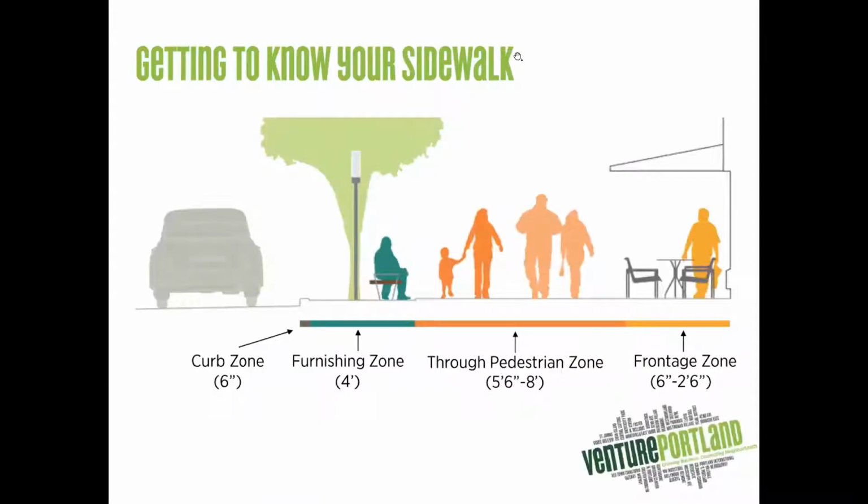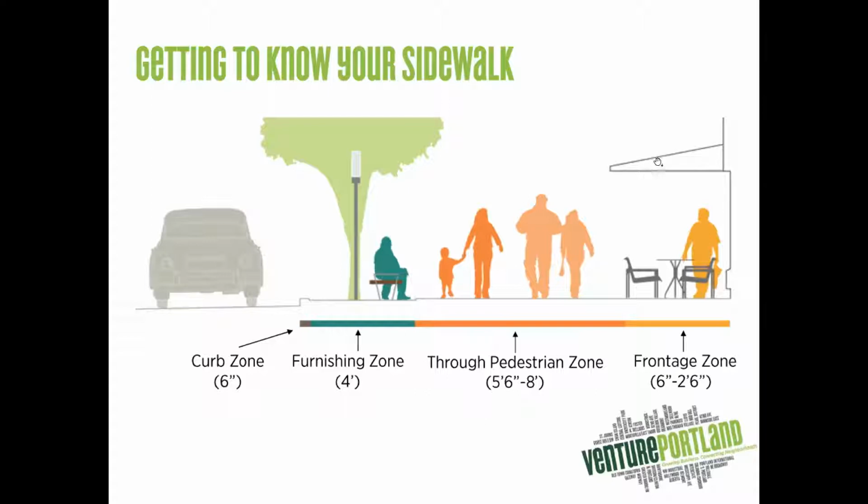So let's talk about the different zones in the sidewalk. The sidewalk is broken down into 4 different zones. The first and closest zone to your business is called the frontage zone. And this can be anywhere from 6 inches to 2 feet 6 inches. In Portland, no sidewalks are the same. They vary in width. So depending on the width of your sidewalk, the frontage zone and other zones could vary in size.